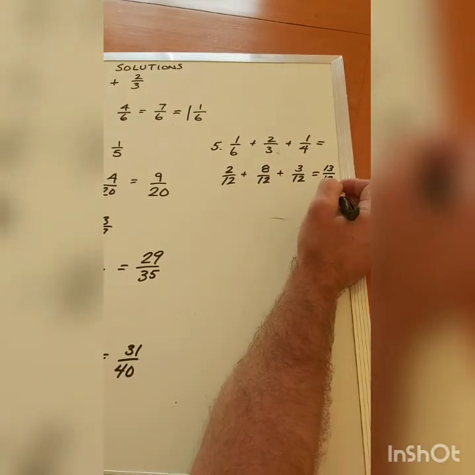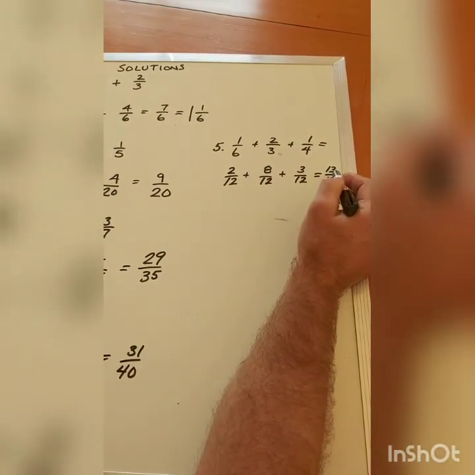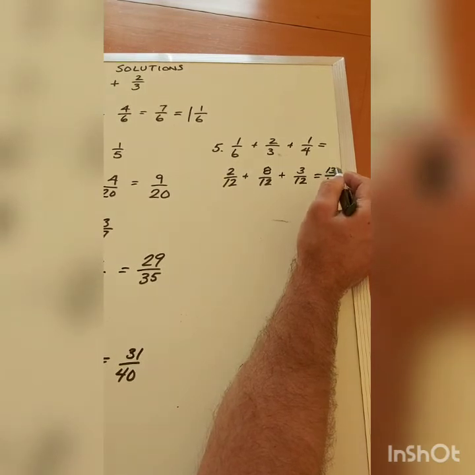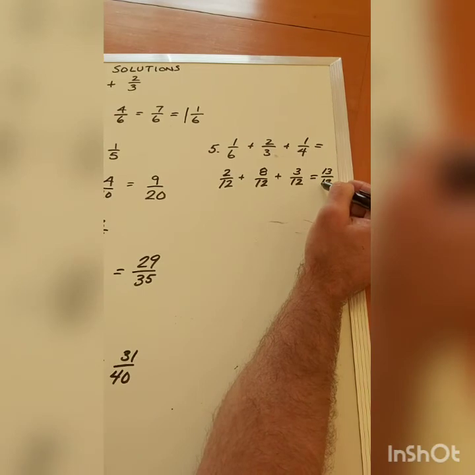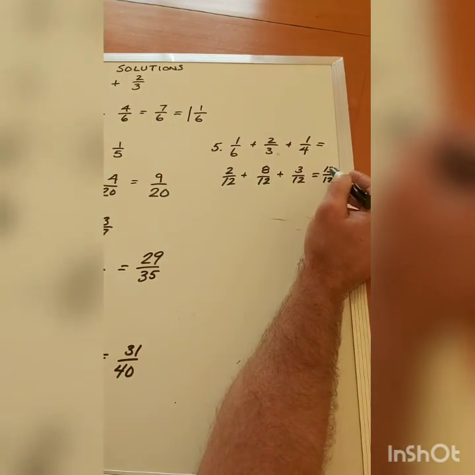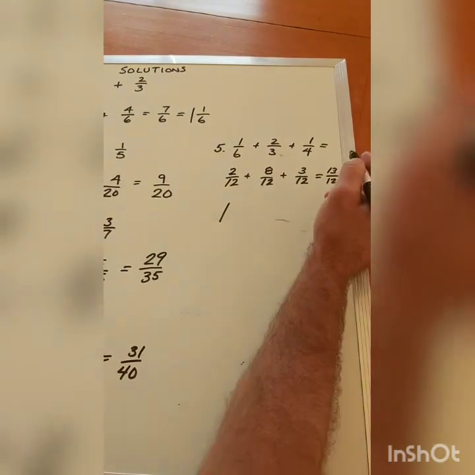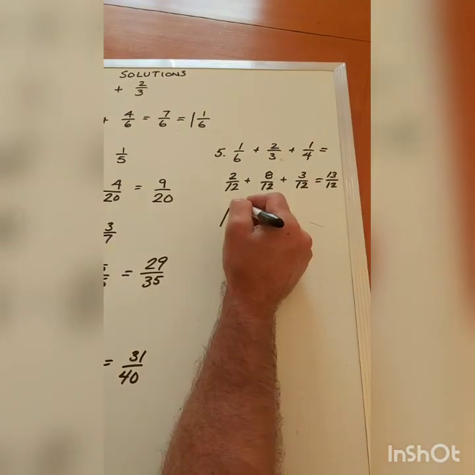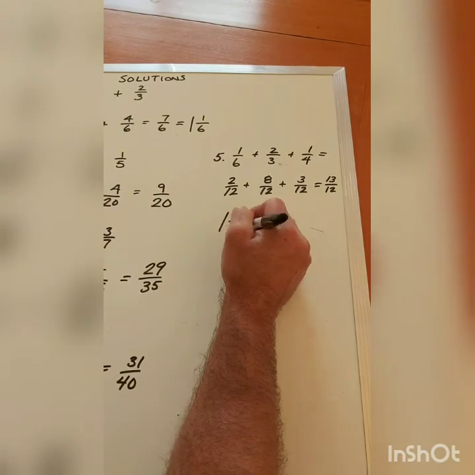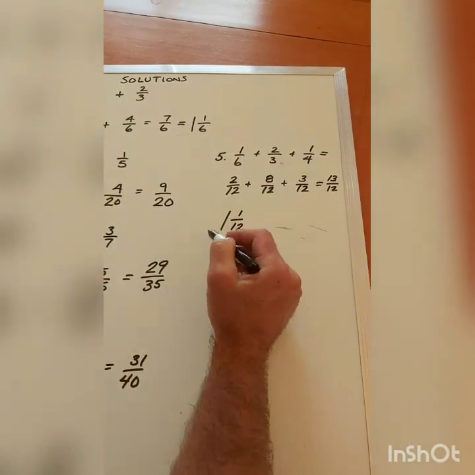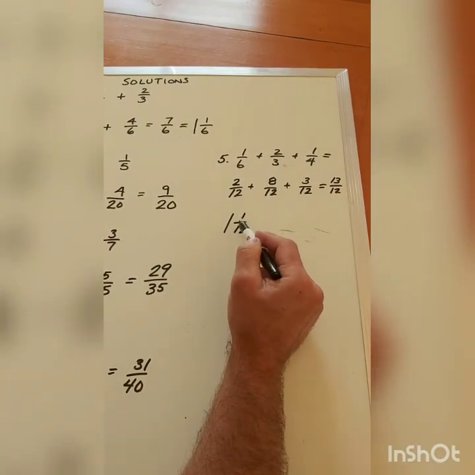Here I have the same problem as before. It's an improper fraction with the numerator being larger than the denominator. So I'm going to divide the denominator into the numerator. I can get one group of 12 out of 13. I'll have a remainder of 1, and I write that remainder over my denominator. So the proper way of writing the answer would be 1 and 1/12.